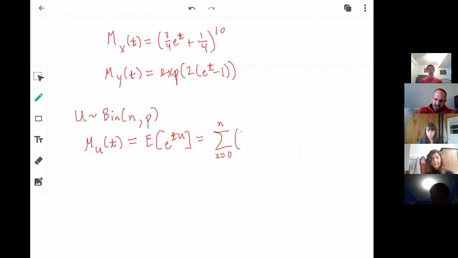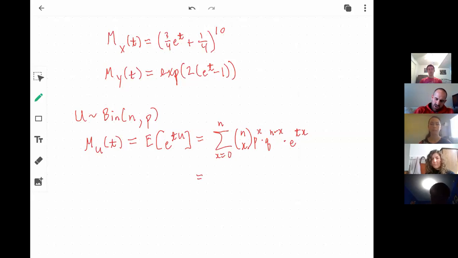I'll give you a hint. It's n choose x times something, right? Remember, I have to choose where the x successes happen. But then what? Is it p to the x times 1 minus p to the n minus x? Yeah, I'll write q to the n minus x times, okay, that's the probability of getting x, but then I have to go e to the tx, okay?